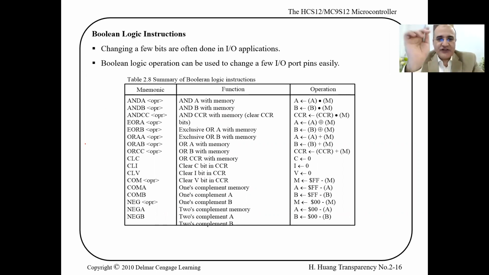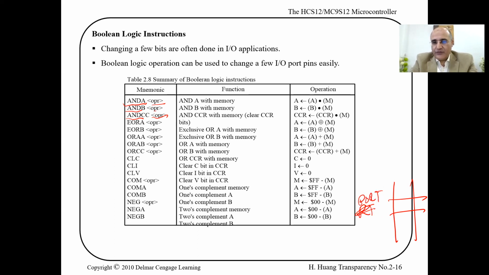So logical instructions, AND, OR, XOR, right? So AND register A with an operand, and register B with an operand, and the CC register with an operand. Why do you want to AND? To mask, basically. If you want to set or to clear a group of bits in a memory location, I told you for example port A, sorry, port A.